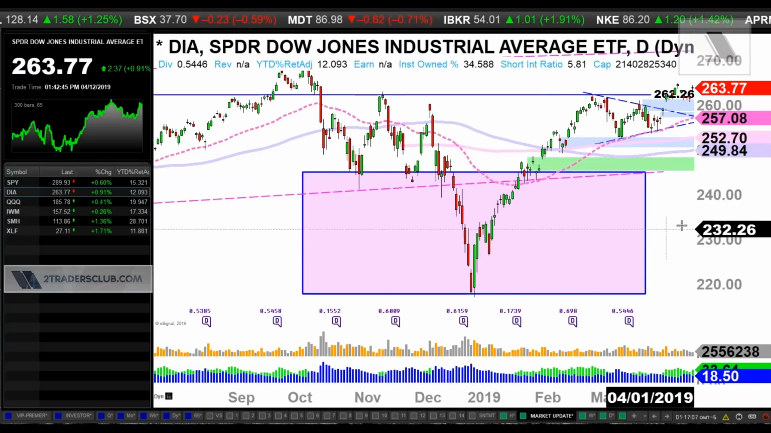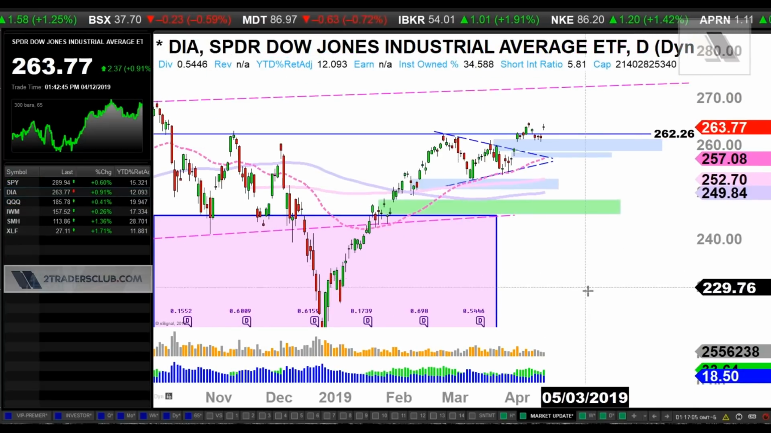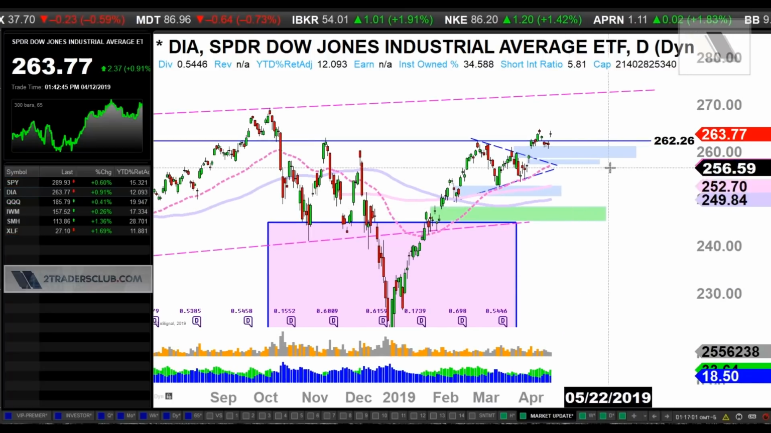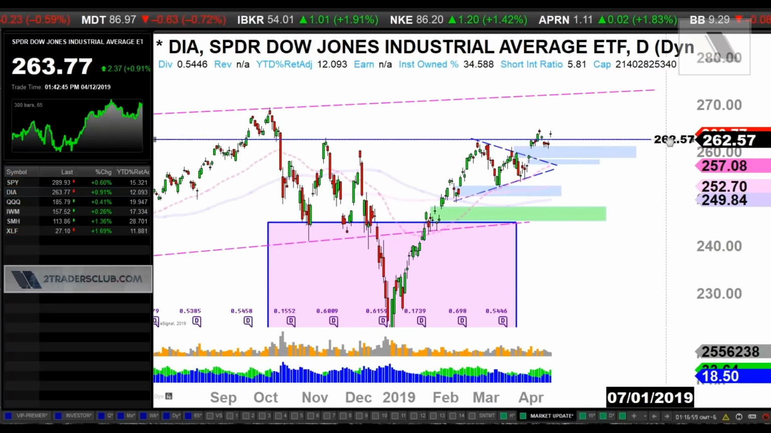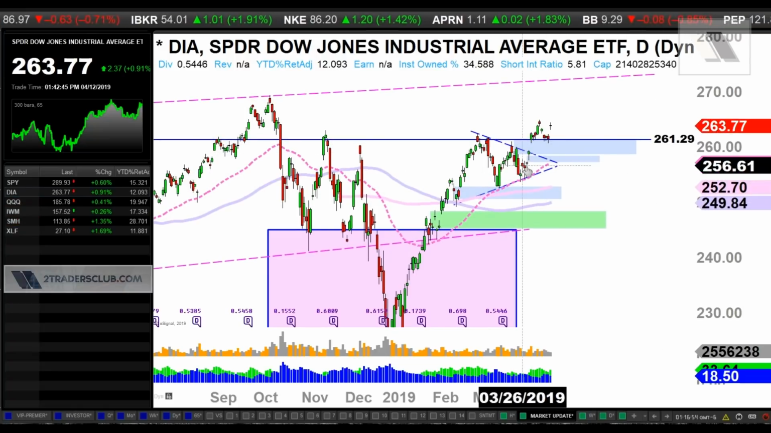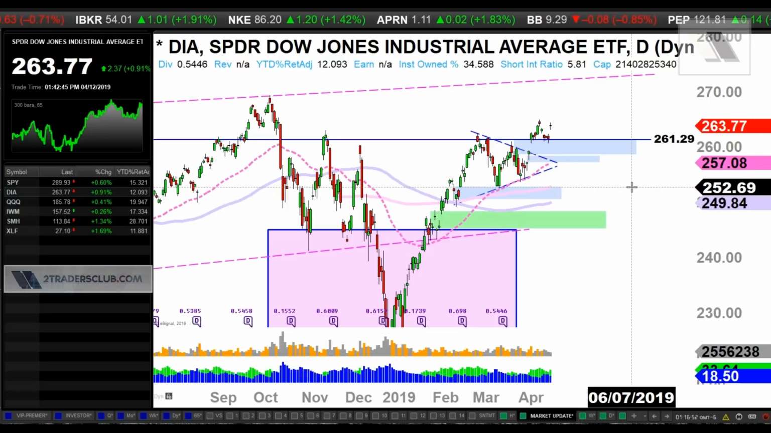Let's continue with the diamond. So I haven't changed anything on this chart since last week. What we see here is that this gap level is holding. You see that? That gap is holding. This is why I always track gaps.